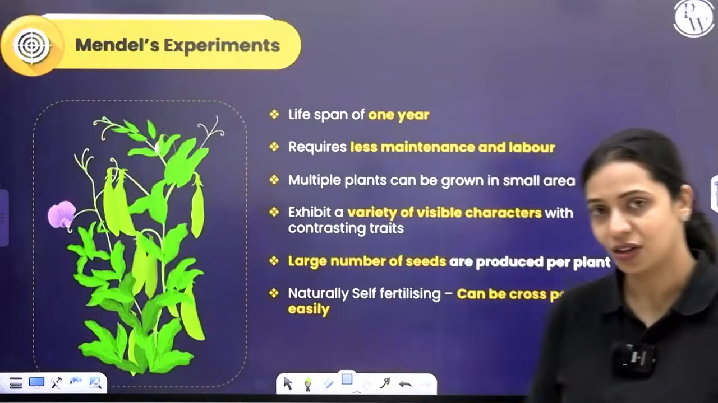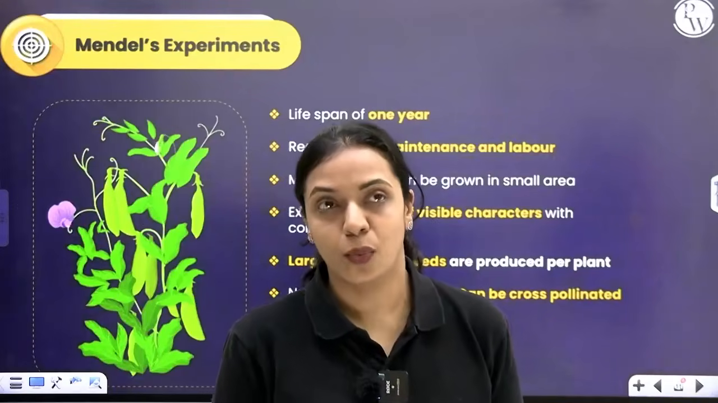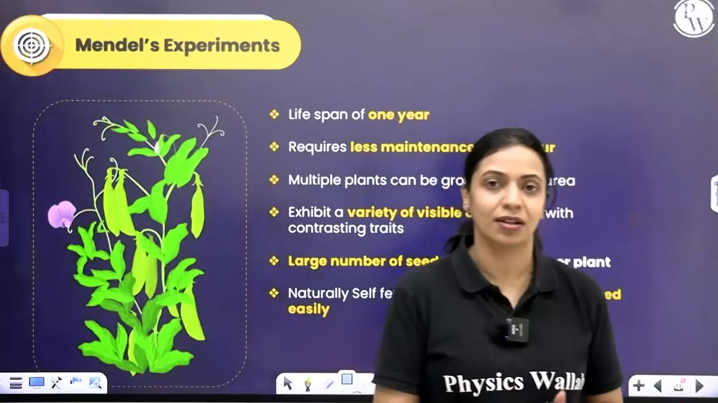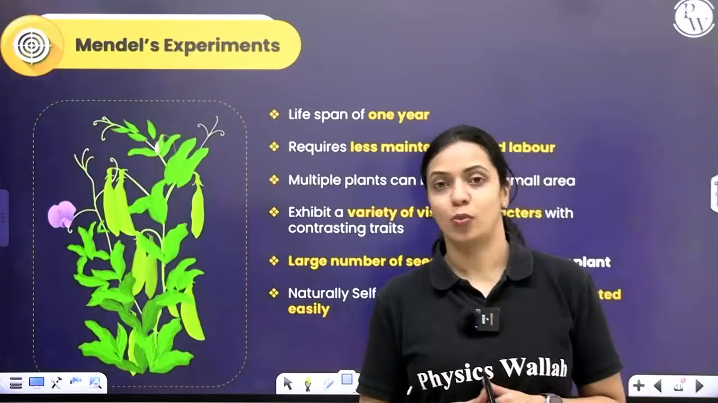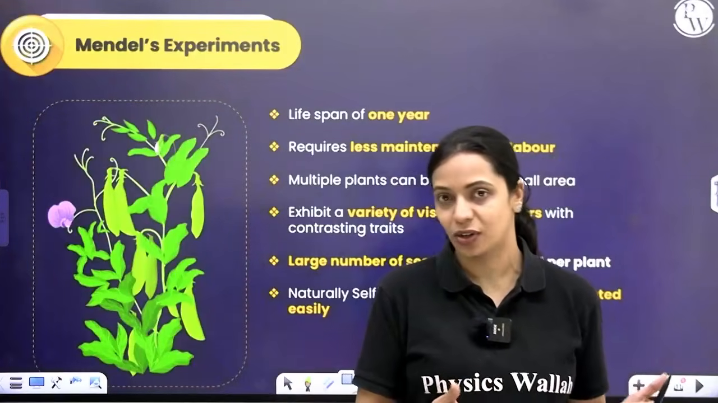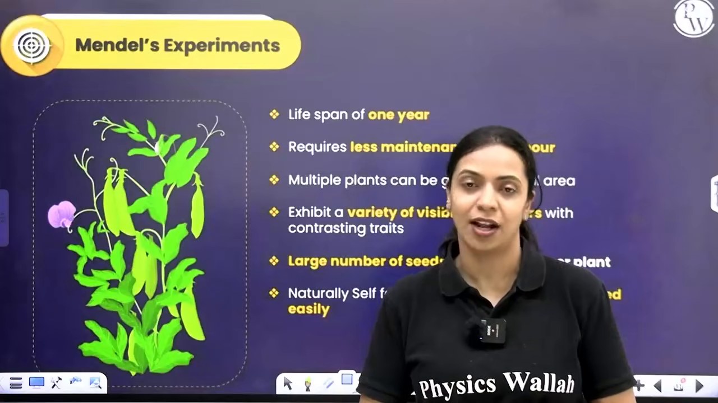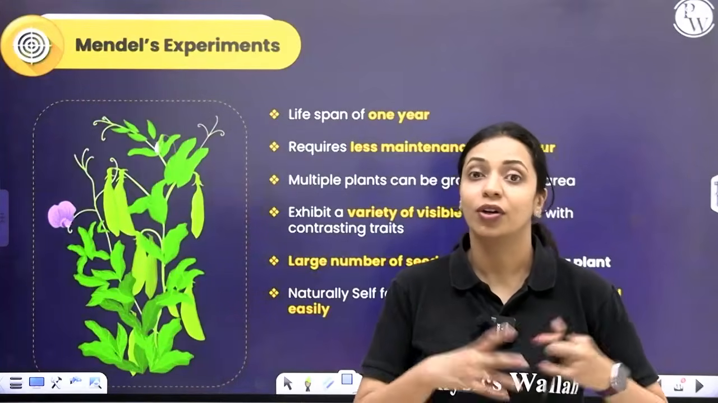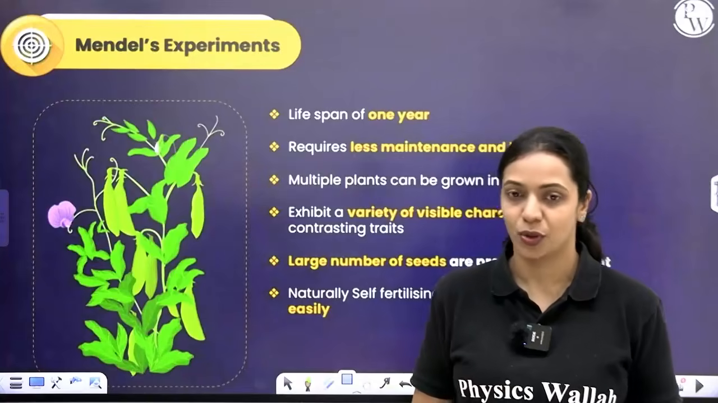So like I mentioned, he chose pea plant for his experiment. Let's understand what could be the reason, what are the advantages of selecting pea plant as his experimental organism. Why did he not select a mango tree? Why did he not select a banyan tree? Why did he not select banana? So there are so many options. Why was pea good for his experiments? Why was that a good choice?